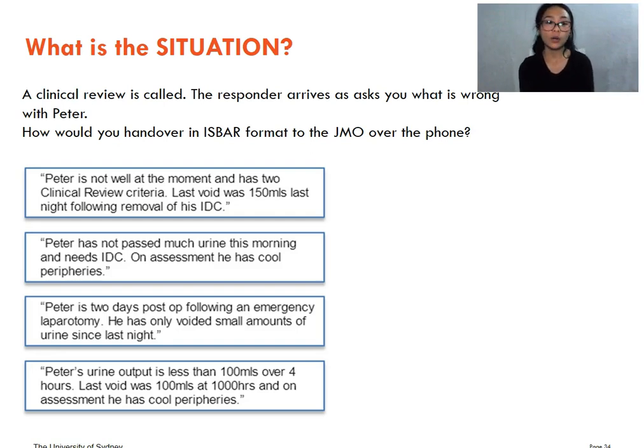Would it be Peter is not well at the moment and has 2 clinical review criteria? The last void was 150 mils last night following removal of his catheter. Would it be Peter has not passed much urine this morning and needs a catheter? On assessment, he has cool peripheries. Would it be Peter is 2 days post-op following an emergency laparotomy? He's only voided small amounts of urine since last night? Or would it be Peter's urine output is less than 100 milliliters over 4 hours? His last void was 100 mils at 10 o'clock in the morning, and on assessment he has cool peripheries. Which of these best describes the situation?